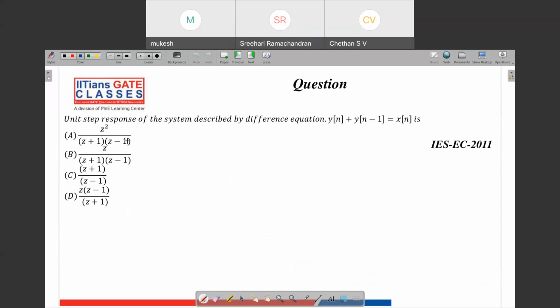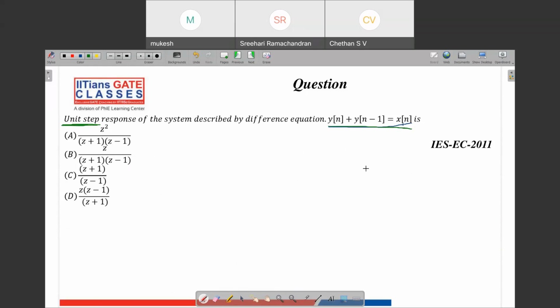Now, the unit step response of a system is described by this difference equation. We need to find out, if this is the difference equation, what will be the unit step response of the system. So the system is given as a difference equation and the input is given as a unit step. We need to find the output for this unit step, and we need to find it in the Z domain itself. We don't need to convert into the n domain.